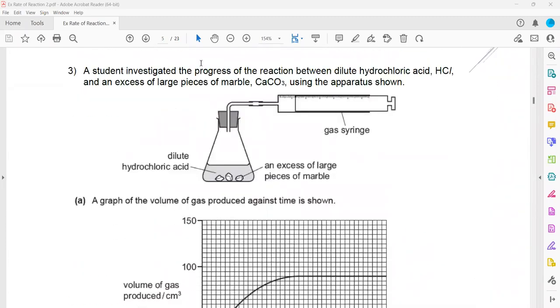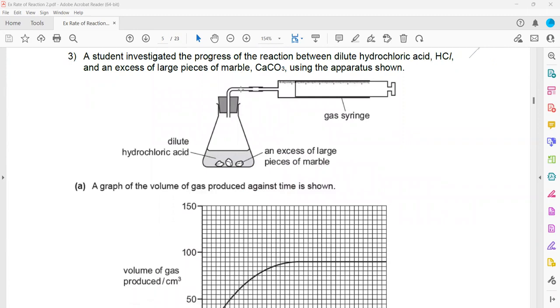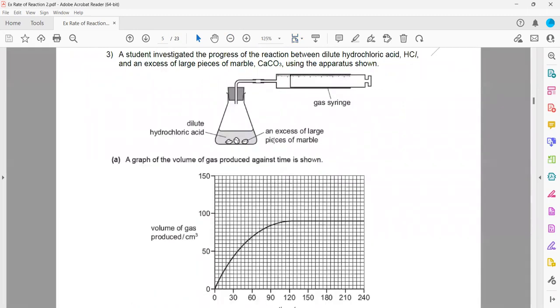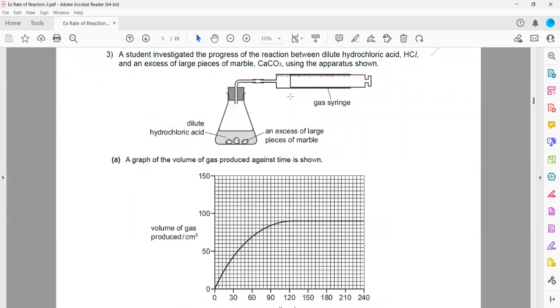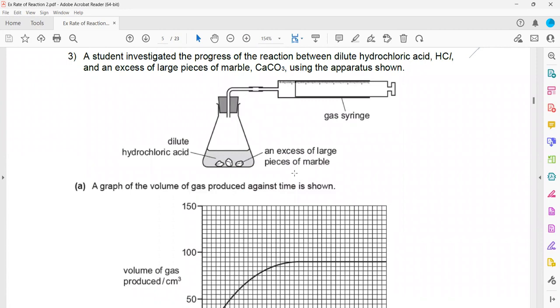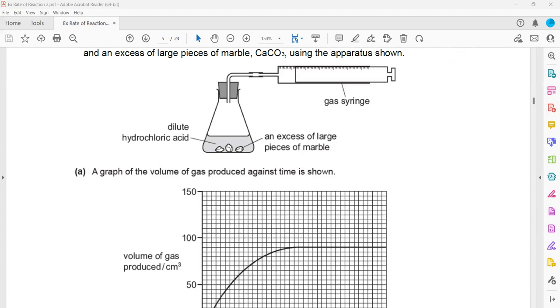Another question: a student investigates the progress of a reaction between hydrochloric acid and excess marble chips, which is calcium carbonate, using the apparatus shown. Hydrochloric acid and excess. So which one is the limiting factor here, the limiting reagent? The marble chips, or hydrochloric acid? Which one is the limiting factor? The HCl, or hydrochloric acid, because they already mentioned the piece of marble is in excess. Excess means more than enough.